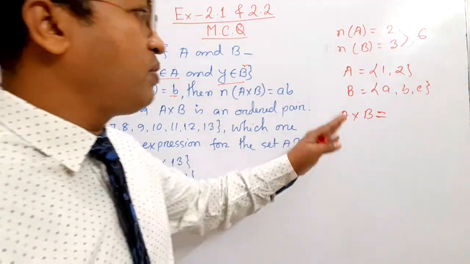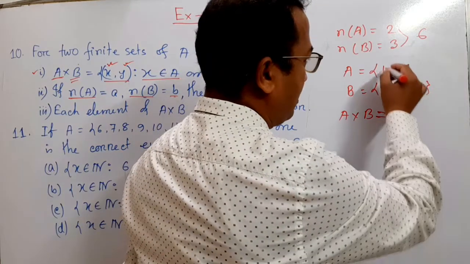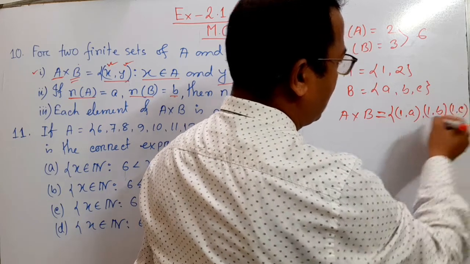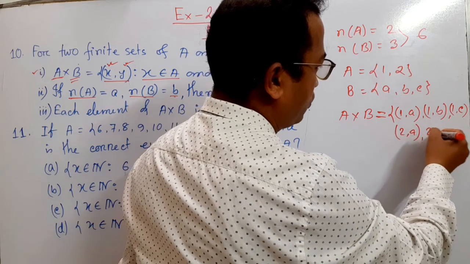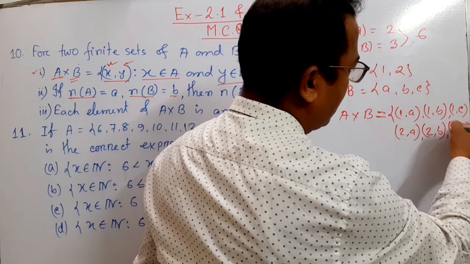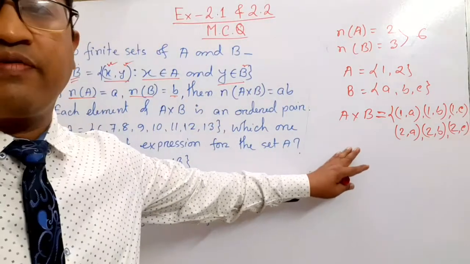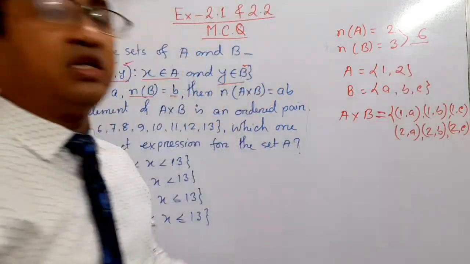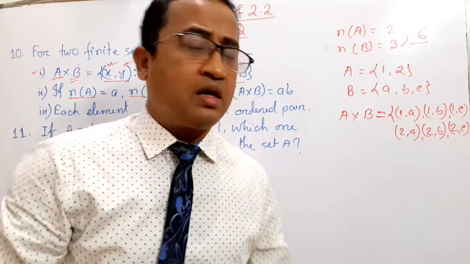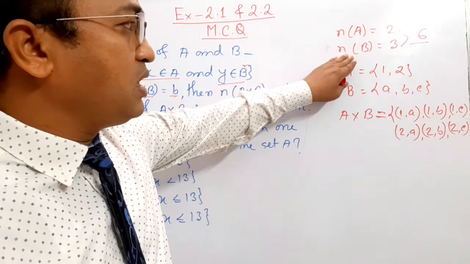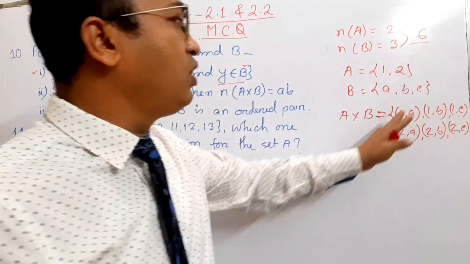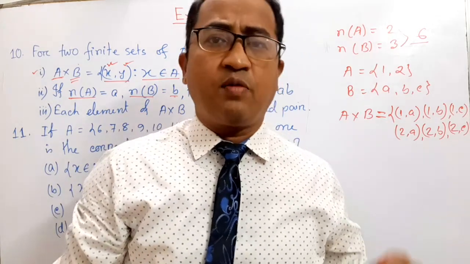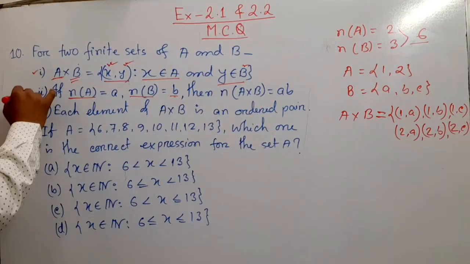Now if you multiply A and B, what will be the elements of A cross B? It will be like this: 1a, 1b, 1c. Again, 2a, 2b, and 2c. Now, count the elements of A cross B. There are 1, 2, 3, 4, 5, 6, so 6 elements. So it is proved that if you multiply the number of elements of A and B, that will be the number of elements of A cross B. So the number of elements of A cross B is the product of the number of elements of A and B. That is correct.